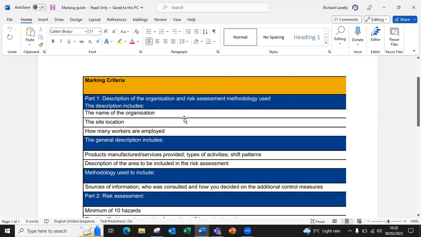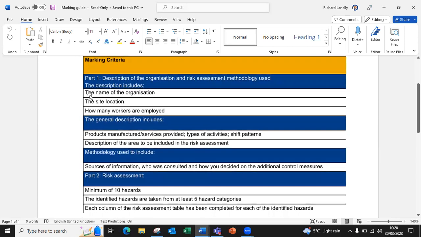The marker will literally use this list to go through and tick, so it would be met or not met. They'll tick or cross where they feel you've met these white lines. The blue lines are the sections, and the white lines are what they're marking you on. If we look here, these are the sections of your risk assessment.